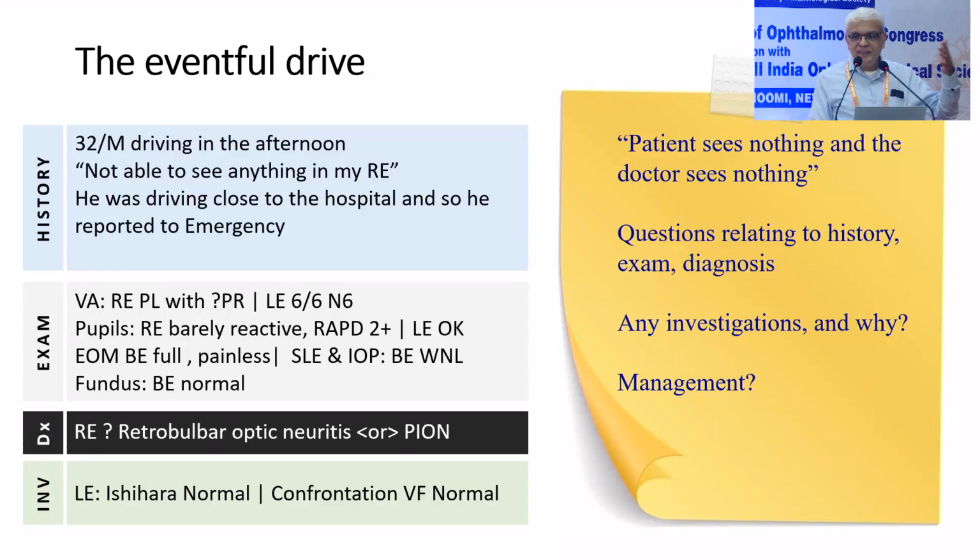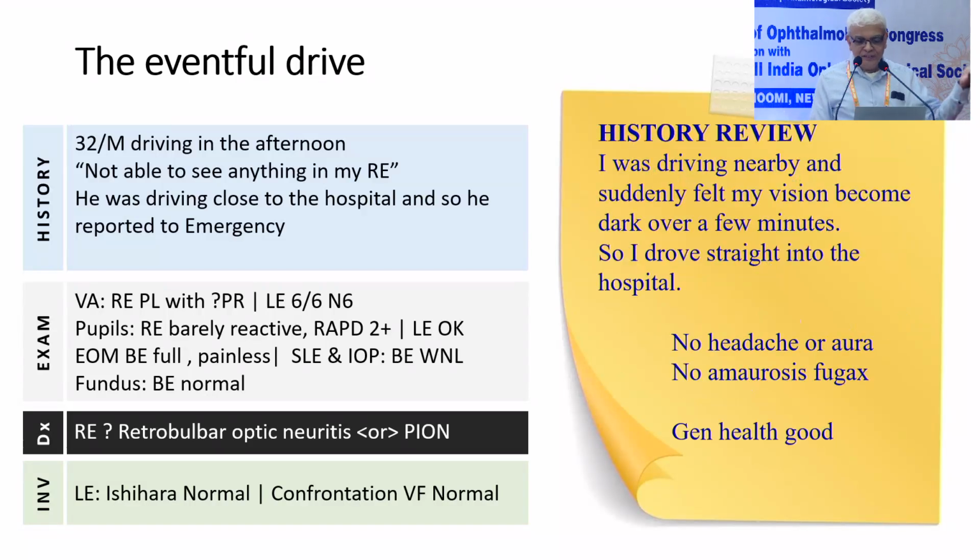Is there anything else that we can ask? Okay, so this is the history. I was driving nearby and suddenly felt my vision become dark over a few minutes, so I drove straight to the hospital. No headache, no aura, no amaurosis, general health good. But the fact is, vision dropping over a few minutes is not a sign of optic neuritis of any sort. It indicates an acute ischemic emergency.